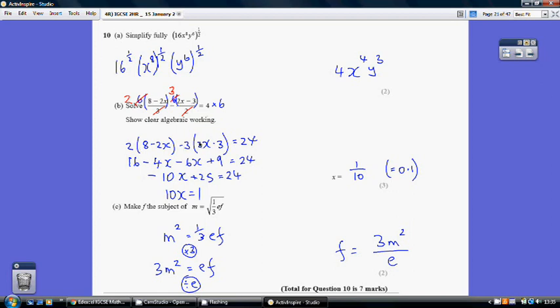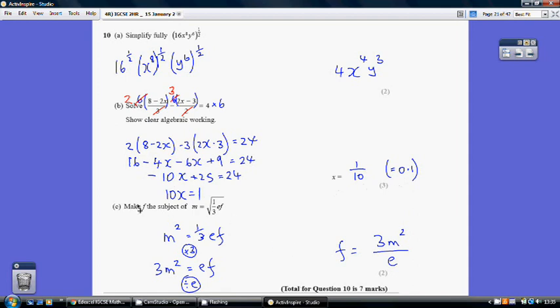So I can then do the claw. 2 lots of 8 is 16, 2 lots of minus 2x is minus 4x, minus 3 times 2x is minus 6x, and minus 3 times minus 3 is plus 9. Then gather together like terms. 16 add 9 is 25, minus 4x minus 6x is minus 10x. Now if I then add 10x to both sides and take away 24, I get 10x equaling 1. Divide by 10, I get x being a tenth, or 0.1.